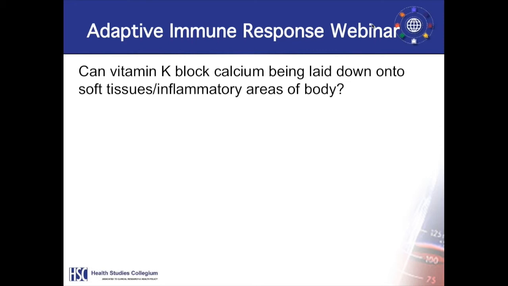Now we have a different question. Can vitamin K block calcium being laid down into soft tissues and inflammatory areas of the body? And let me see if I understand the question. I think the question is, if you have a relative excess of calcium and you're beginning to build up hardened plaques in blood vessels or in bursas and you have bursitis, if you have, quote, calcium being laid down in soft tissues where there's a repair deficit or what we call inflammation, will vitamin K help?